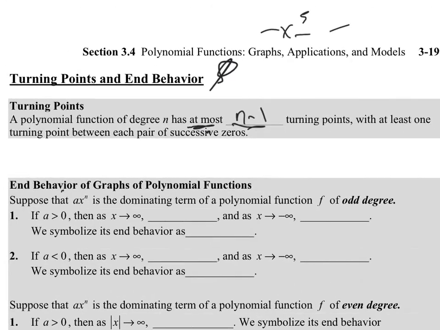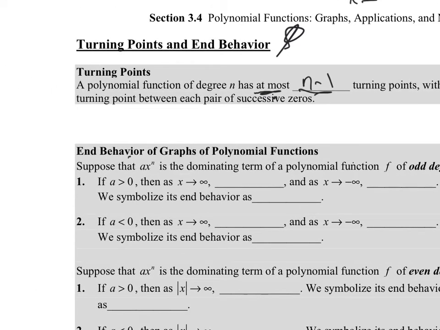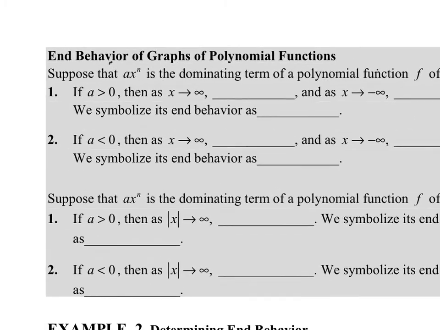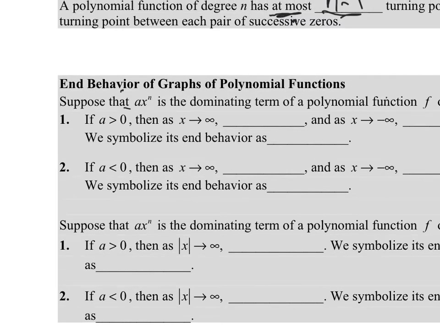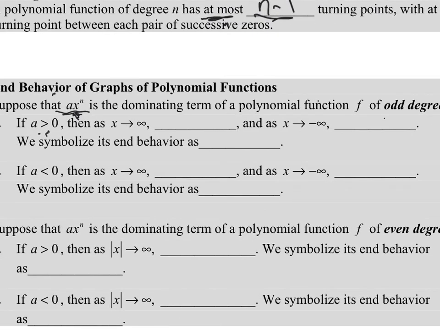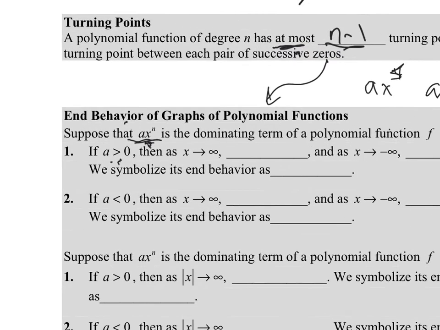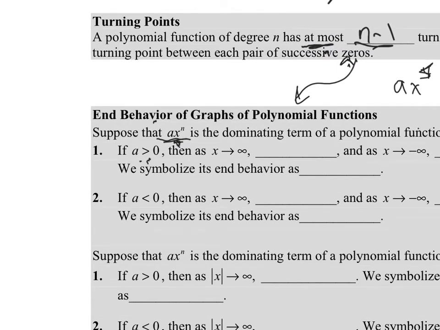This was where I was talking about turning points. Now we're going to do end behavior. With end behavior, you've got ax to the n. That's the dominating term, your first term. If a is greater than 0, and we're talking about an odd function, like ax to the 5th or ax to the 3rd, then it falls to the left and rises to the right.